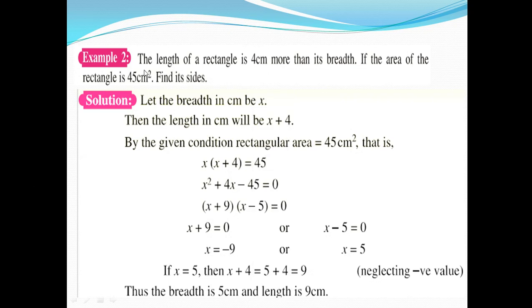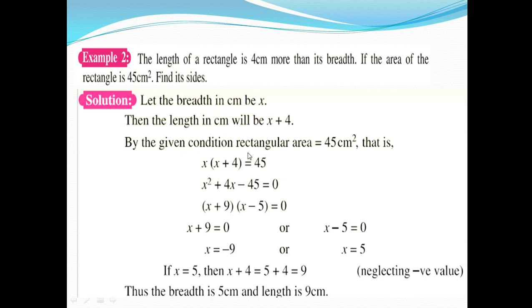Second example: the length of a rectangle is 4 cm more than the breadth. If the area of the rectangle is 45 cm square, find its sides. Length into breadth is equal to the area of a rectangle. Let the breadth in centimeters be x. We let the breadth be x and the length, being 4 more than the breadth, is x plus 4.